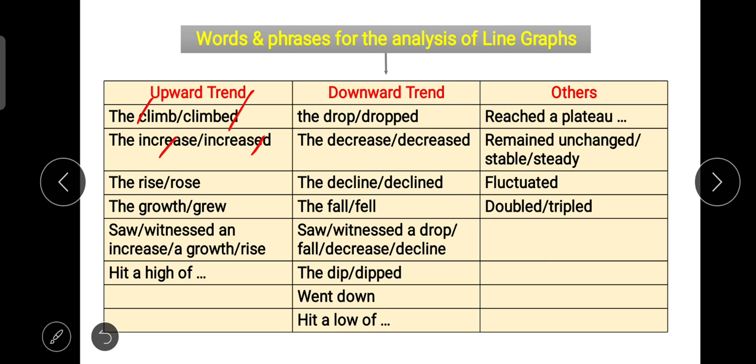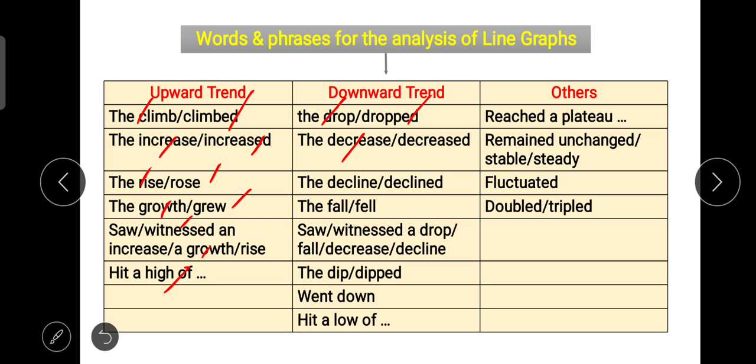The increase or increased, the rise or rose, the growth or grew, saw an increase or witnessed an increase, saw a growth or witnessed a growth, or saw a rise or witnessed a rise, hit a high of, and then we mention the data. Or if the trend is downward, we can use the drop as a noun form, or we can say dropped as verb form.